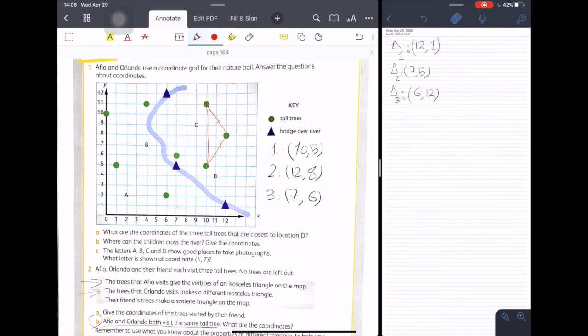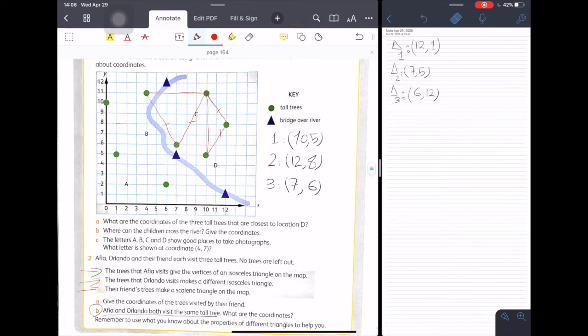The trees that Orlando visits make a different isosceles triangle. All right. Another isosceles triangle I could draw here using these trees. This is not a straight line, so this one is much better. Yeah, so here these two sides are the same.